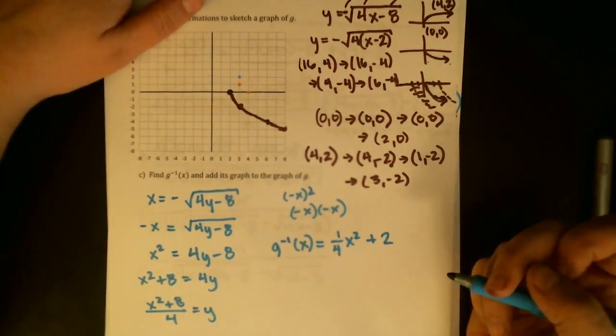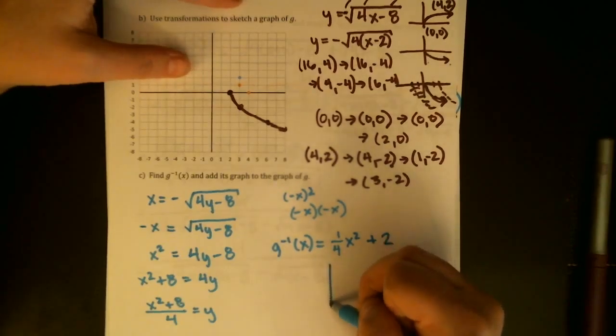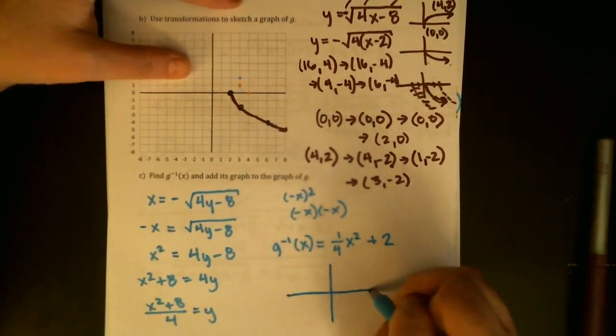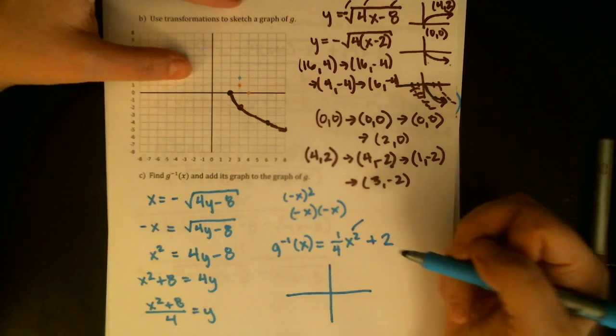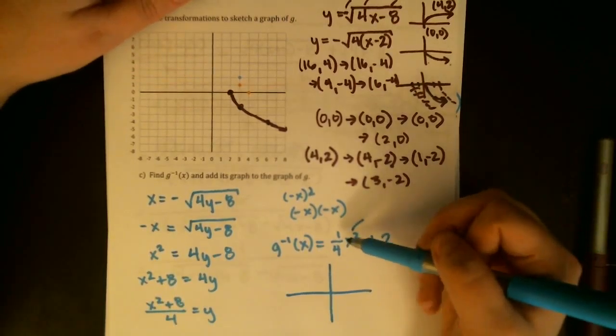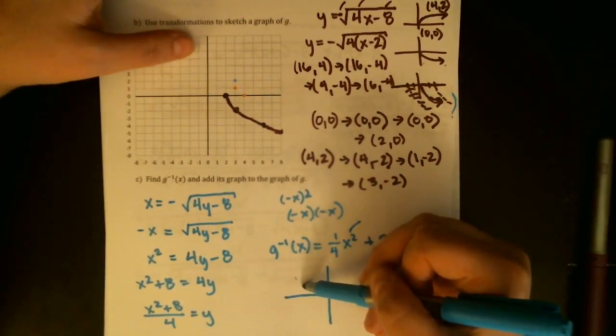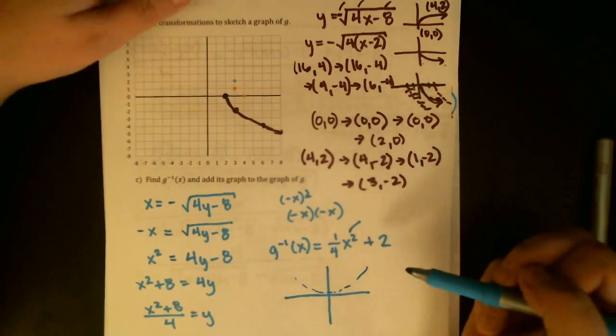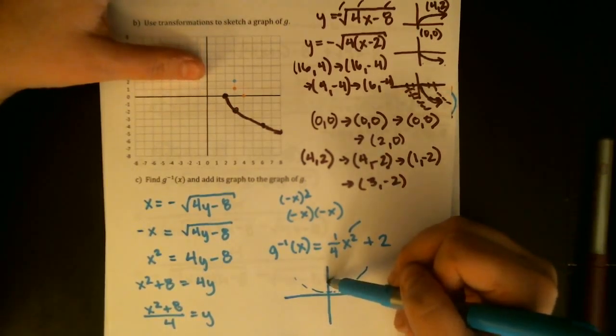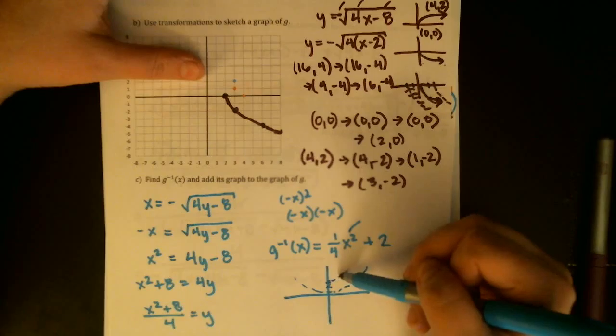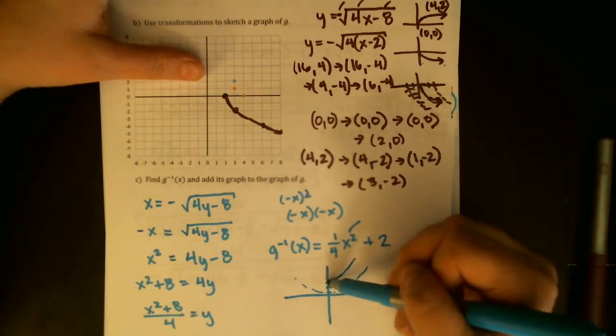Okay, so in terms of adding this back to my graph, let me just think about this for a second. I have an x squared function, and I need to do a vertical compression, which is going to make it really kind of shallow looking. And then I need to shift it up 2. So 1, 2. So I'm going to get this sort of shape.